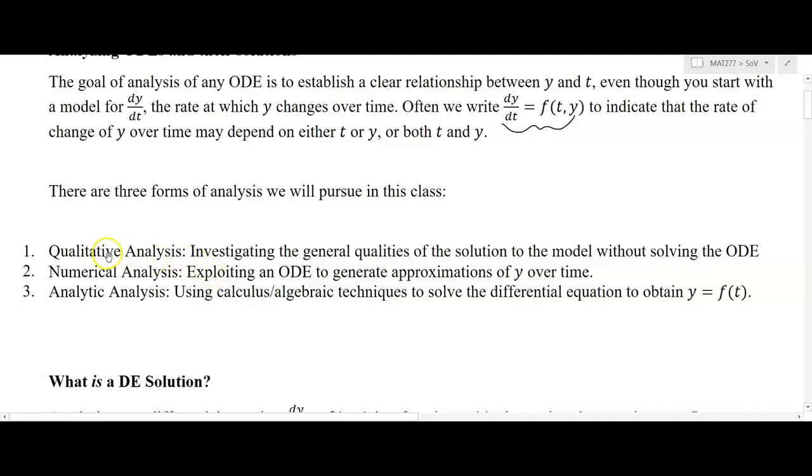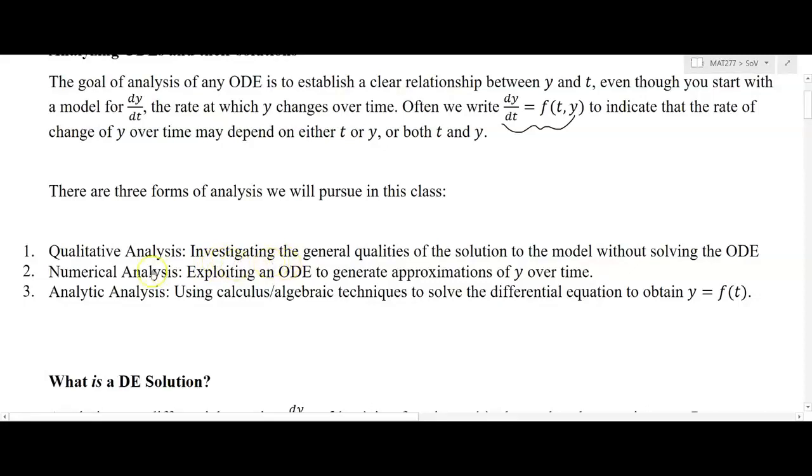in a later video. But you have a qualitative analysis, and what you're doing with the qualitative analysis is you're trying to study the general qualities of the solution. So for instance, a qualitative analysis might indicate, well, if y and t are bigger than these values, then dy/dt is positive, or y is increasing if it starts off at a value of 3 or bigger. So that's qualitative in the sense that it describes what will happen, i.e. y is increasing over time, but it doesn't really tell us specifically how.